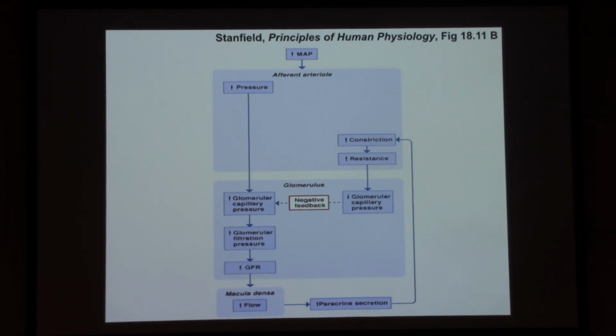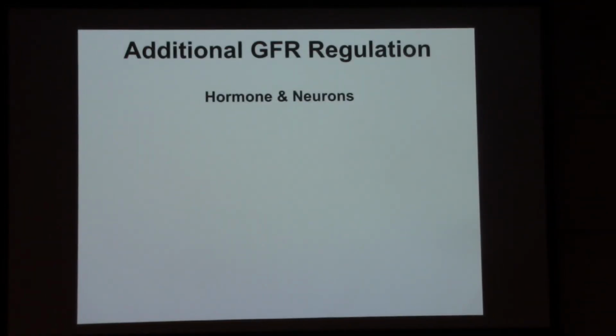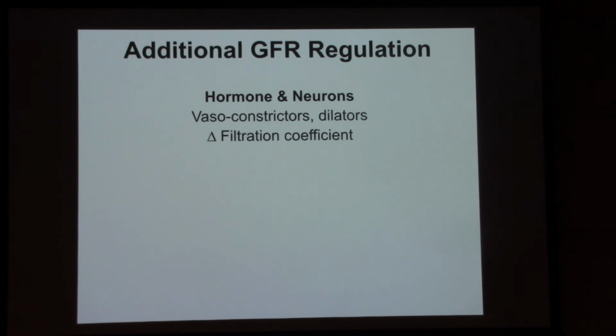All right. There's even more. So there are other ways to influence GFR. So hormones and neurons can influence it as well. And these would be through vasoconstrictors and vasodilators, so you can go ahead and adjust the diameter of those arterioles. You can also change the filtration coefficient.